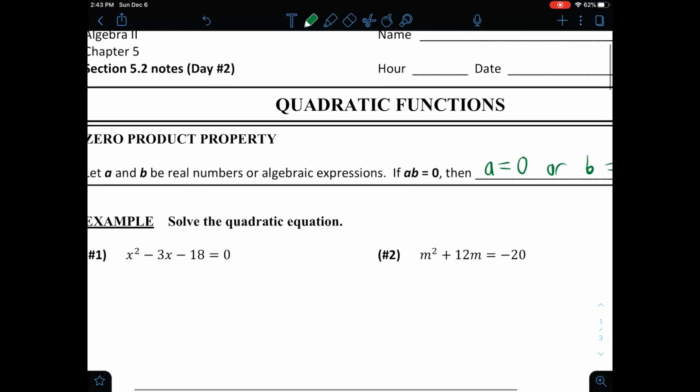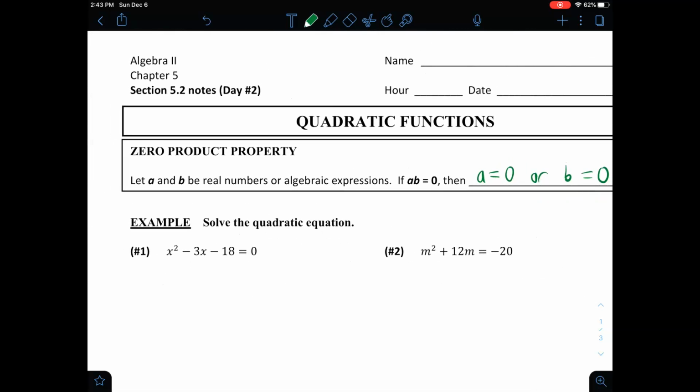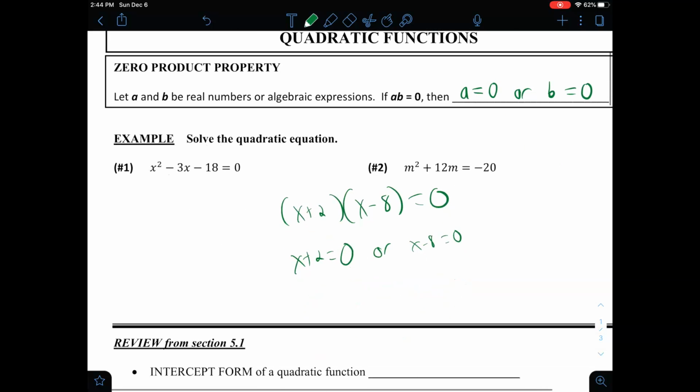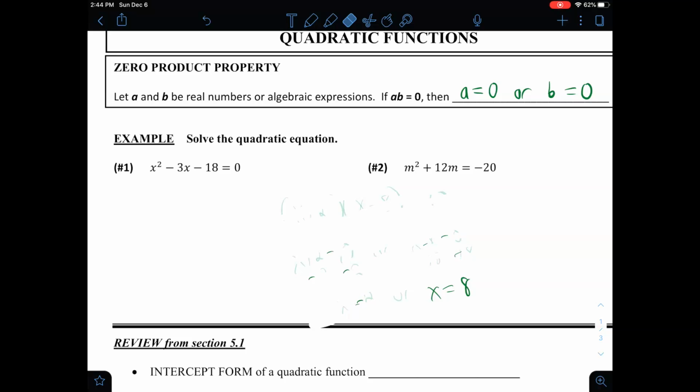We're going to be factoring like we were doing in the previous lessons, and then we're also going to take each of those parts. For example, you factor and you get something like x plus 2 times x minus 8 equals 0. You're going to set x plus 2 equal to 0, or x minus 8 equals 0, and solve. You're going to get x equals negative 2, or x equals 8. Those would be the solutions, and they're also the intercepts, in intercept form, or factored form, of a parabola or quadratic expression. So we have to factor first.